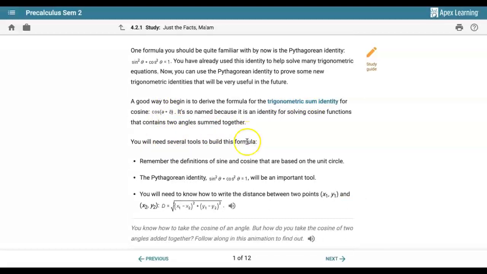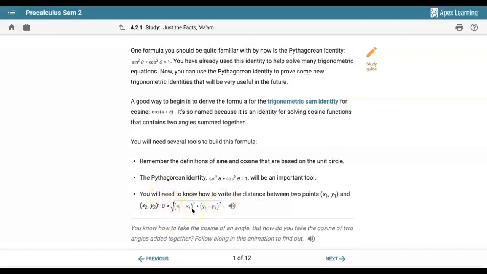Now, in order to build this formula, we've got to remember our definitions based on the unit circle. We've got to understand this Pythagorean identity. That's our new BFF. And then we've got to understand that we can write the distance between 2 points as this. This is looking at the total distance. So we take the difference between our x components and we square them, add them to the difference between our y components that's squared, and take the square root of that.